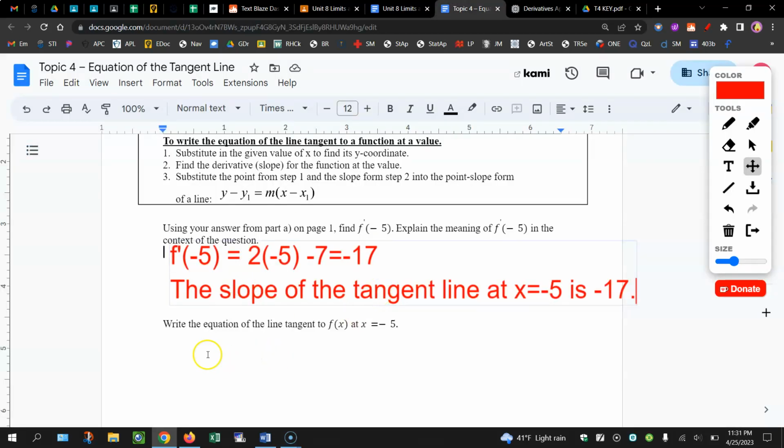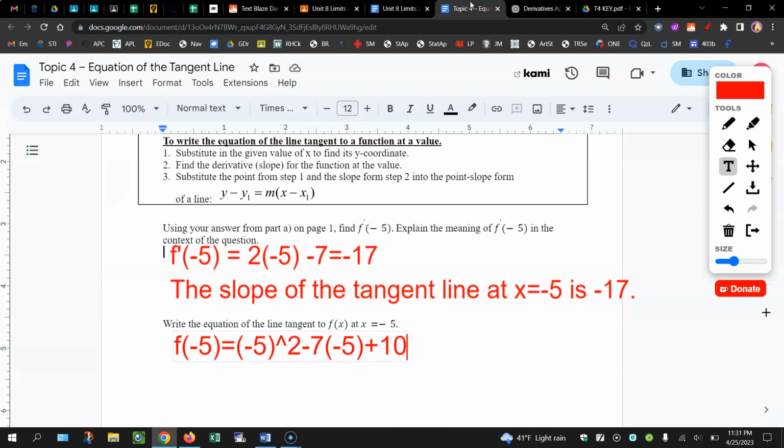All right, write the equation of the tangent line. So this is just going to be following a couple steps, which are listed above. First, we need to figure out what the y-coordinate is. So we're going to just plug in f of negative 5 into the function. We know our x value is negative 5. So this is just going to be negative 5 squared minus 7x. So minus 7 times negative 5. And then I think the constant was plus 10. Yes. Plus 10. So negative 5 squared, that's 25, plus 35 is 60. Plus 10 is 70. So that's that first step.